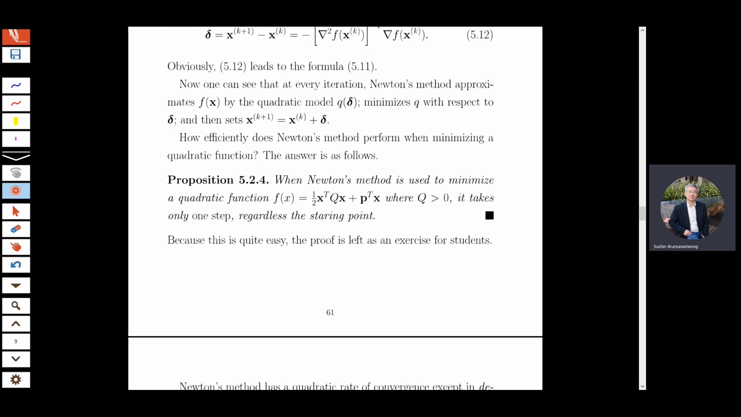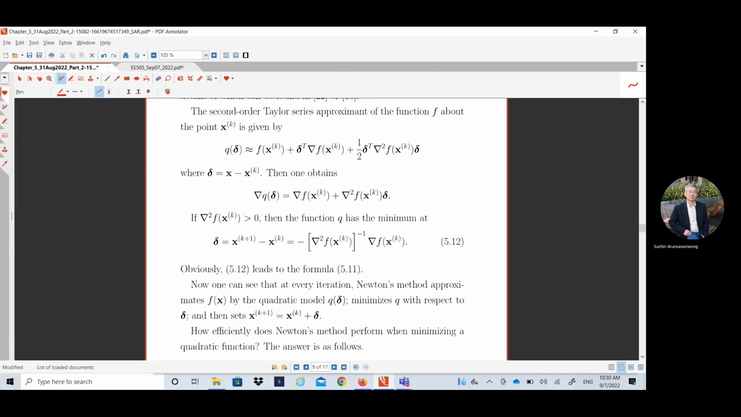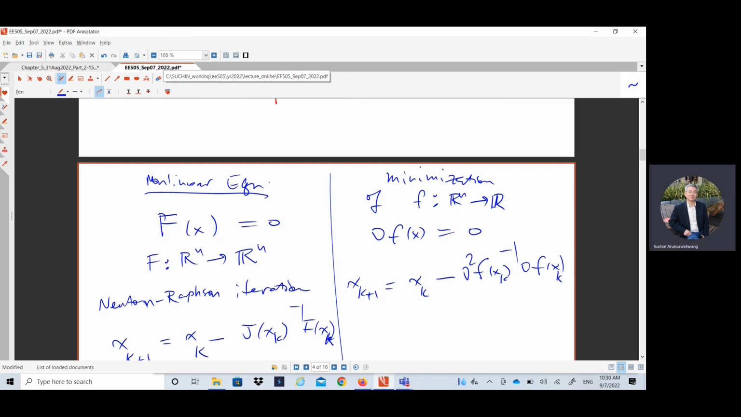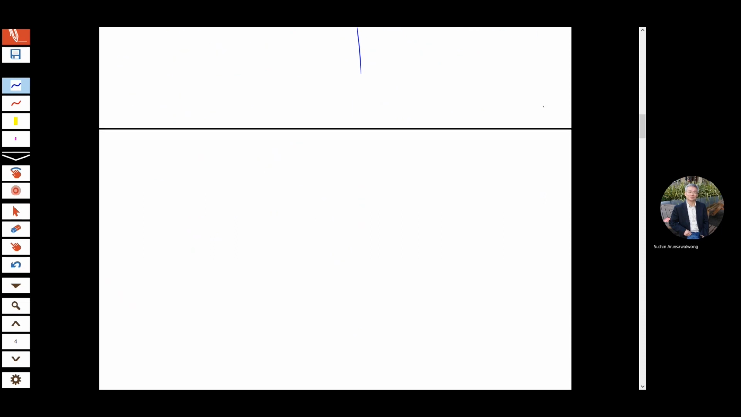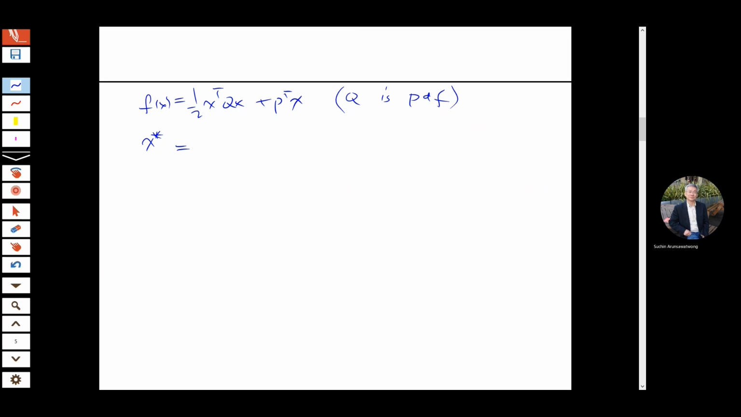How can we prove this? We will prove this, although I think in the slide I said this is left as an exercise for students, but no student will ever do this. So when it converges within one step, what does it mean? It means that for any x0, if it takes only one step, then x1 is the solution. And what is the value of the solution? When f(x) = 1/2 x transpose Qx + p transpose x, Q is positive definite, then x star is equal to minus Q inverse p, as we know from previous lectures.